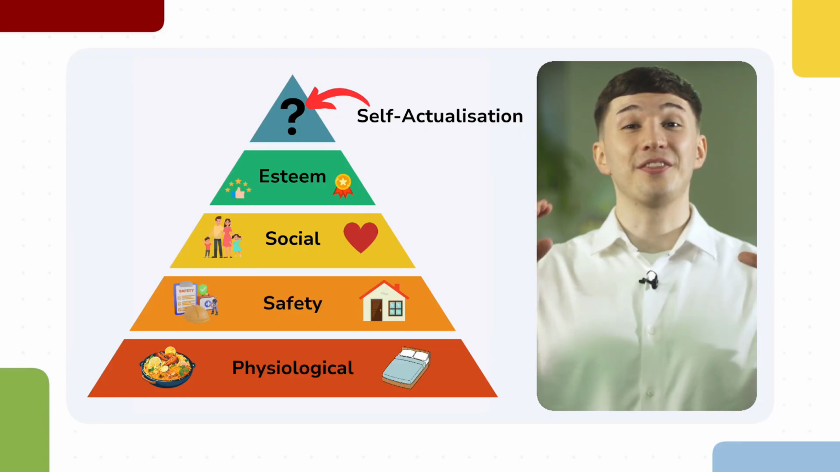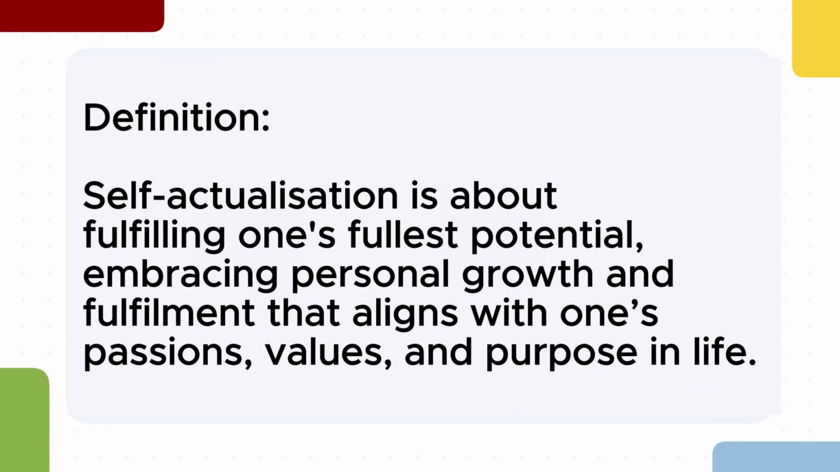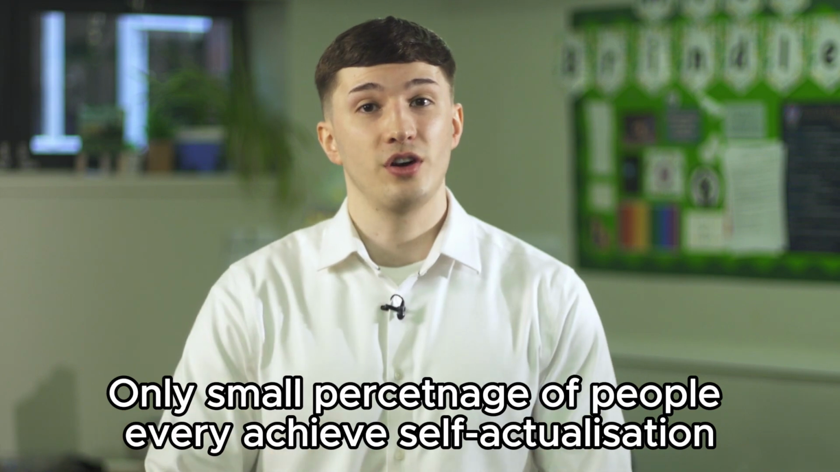And finally, at the very top of Maslow's hierarchy of needs, we have self-actualization. Let me give you my best monk impression for what this means. Self-actualization is about fulfilling one's full potential, embracing personal growth and fulfillment that aligns with one's passions, values, and purpose in life. Monk impression over. However, reaching this stage is quite challenging, with only a small percentage of people ever achieving self-actualization.